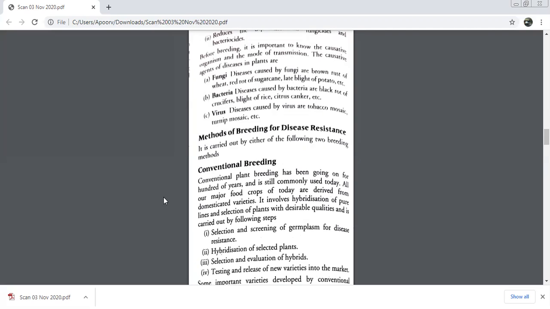We already know how pathogens affect or attack the plants, and whether the plant will be able to save itself from the pathogen entirely depends on certain factors. So what are those factors? How do we create disease-resistant varieties is what we are going to study now.